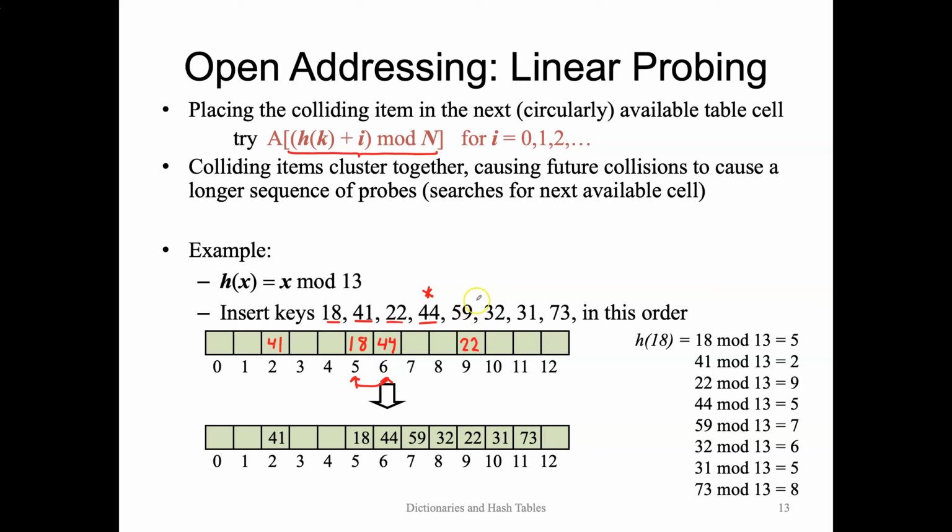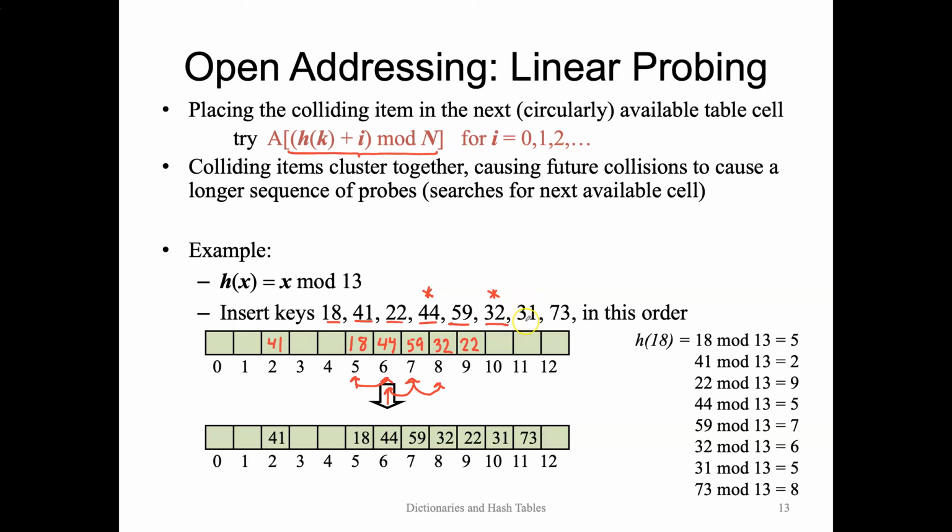Then we go to place 59. 59 mod 13 is 7, so we'll try at this index, which is available, so no problems just yet. And then 32, we should place this at index 6, because h of 32 is 6. And now we run into another collision. So we try to insert at index 6, this is occupied, so now we move to index 7, that's also occupied, we move to the next one. Now we finally find a free available space, so we insert 32 at index 8.